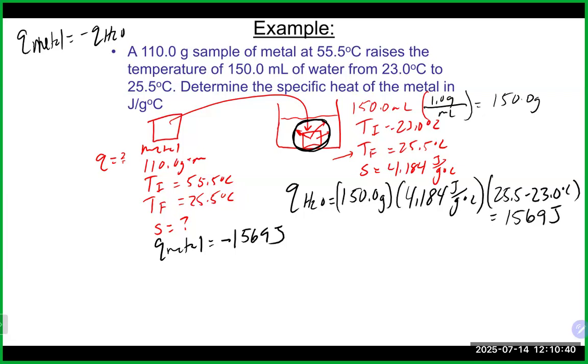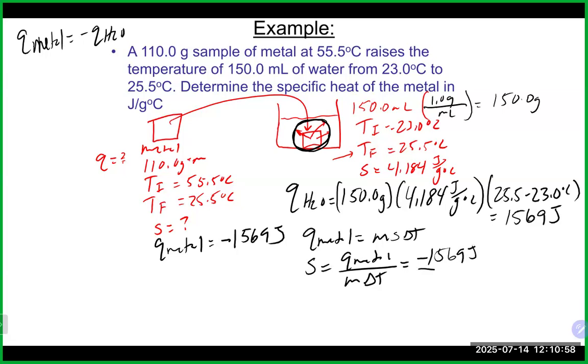With that, we now have pretty much everything we need for our metal. So our Q of our metal here is going to be m s delta T. The s is going to be Q of our metal divided by m delta T: negative 1569 joules divided by the mass of the metal, 110 grams. And again, we want to go final minus initial here in terms of the temperature of the metal, 25.5 minus 55.5. Once again, that's going to give us the negative.